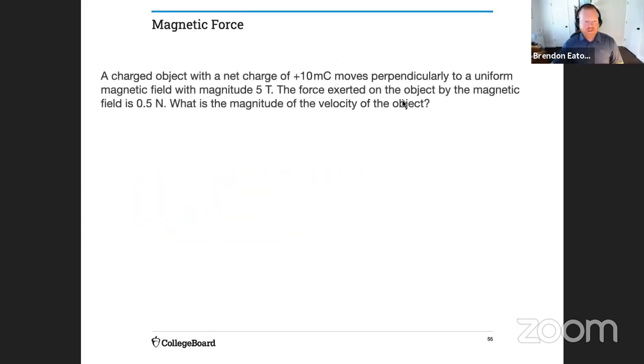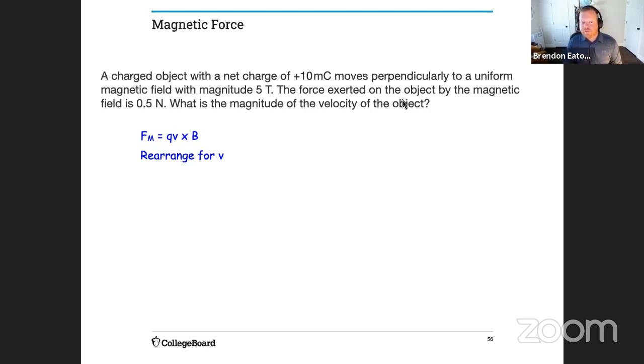There you go. All right, so now we have a charged object with a net charge of positive 10 millicoulombs, and it moves perpendicular to a uniform magnetic field of 5 Tesla. The force exerted on the object by the magnetic field is 0.5 newtons. What's the magnitude of the velocity? Notice on this one, they gave you the force this time, and you just need to find a different component inside your magnetic force equation. As usual, you probably need to start with force magnetic is QV cross B. And again, this is kind of mathy. Don't expect that we need to know what's going to happen when you change one of the variables of that magnetic force. But let's go ahead and dive into this one. We can talk about that in just a second if we have time.